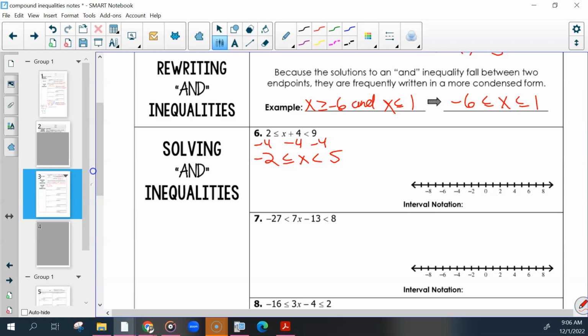If it's already in this format, you don't need to graph both arrows, but I'll show you how that works anyway. If I were just graphing this, I would start at -2. That would be closed. I would end at 5. That would be open. And I would draw a line between them.